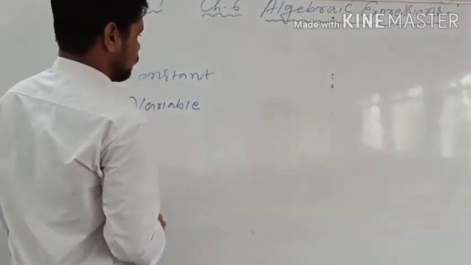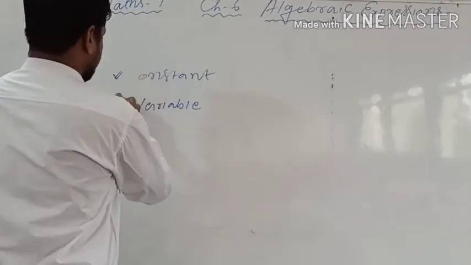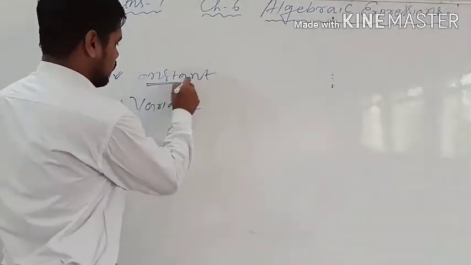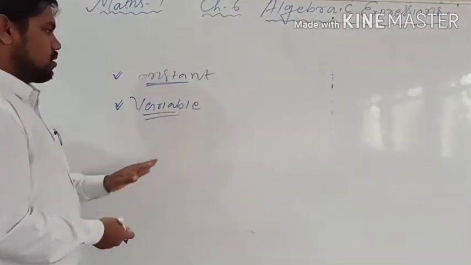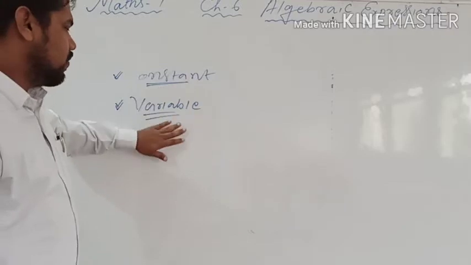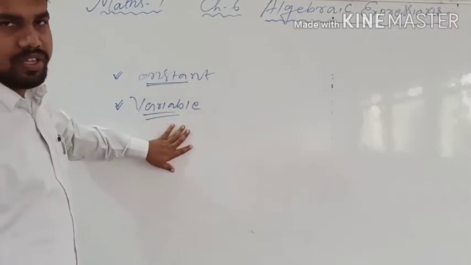So first one is constant, another one is variable. Constant is the term or the number which never changes. Okay, and a variable is the number which may change.